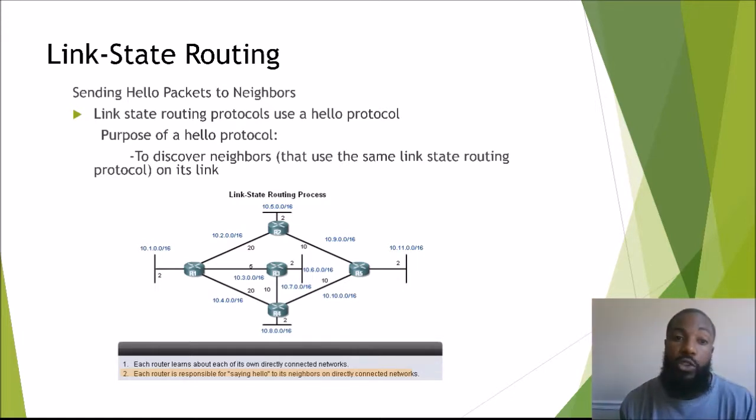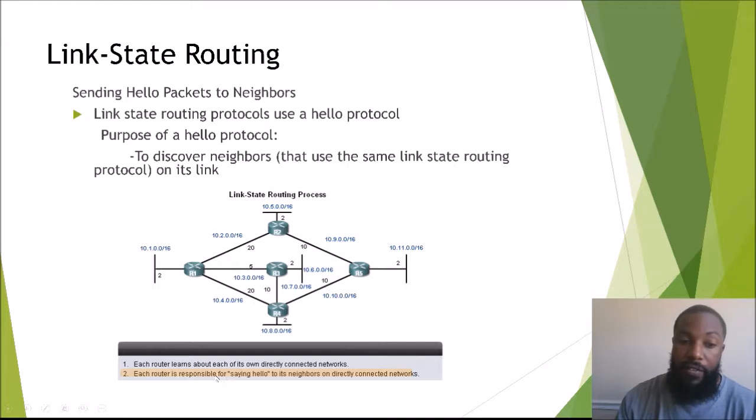Link state routing protocols use a hello packet or protocol. The purpose of a hello is to discover its neighbors that use the same link state routing protocol on its link. As you can see right here, router 1 and router 2 send hello packets to each other. Once they realize they run the same protocol, oh, we both run OSPF, let's become neighbors.